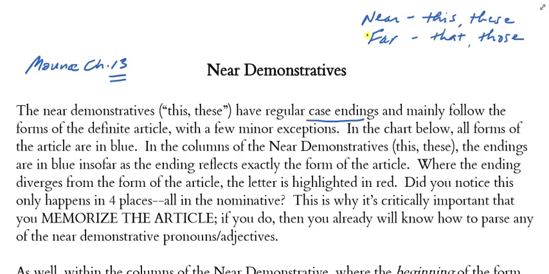So if the speaker is speaking and something is near, the speaker would use the demonstrative this to refer to it. So if I'm the speaker and I'm holding a pen in my hand, I would talk about this pen, okay? But if you're holding a pen in your hand and you're farther from me than my pen is, then I would refer to your pen as that pen, not this pen.